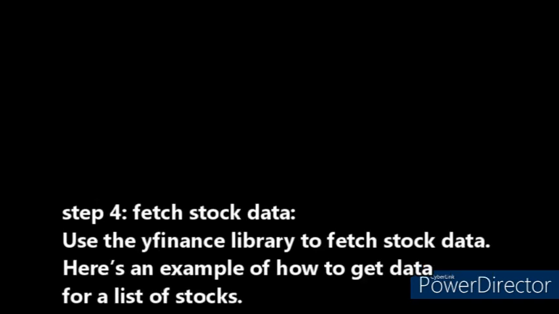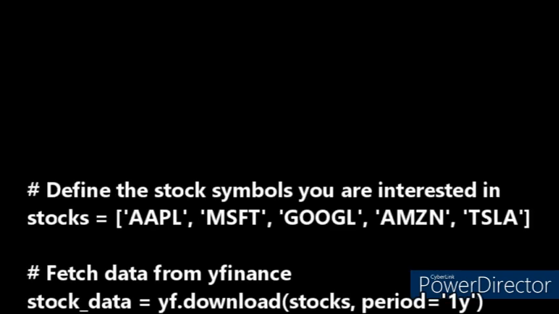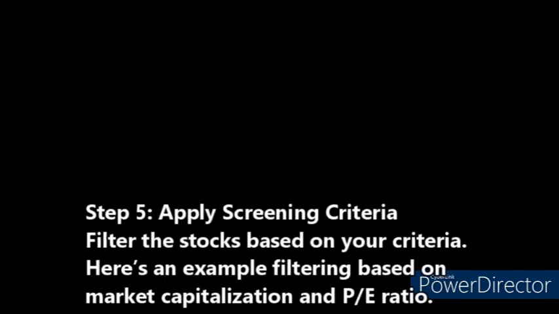Step 4, fetch stock data. Use the yfinance library to fetch stock data. Here is an example of how to get data for a list of stocks. 1. Hash. Define the stock symbols you are interested in. stocks = [AAPL, MSFT, Google, Amazon, Tesla], and fetch data from yfinance. Hash fetch data from yfinance. stock_data = yf.download(stocks, period="1y").